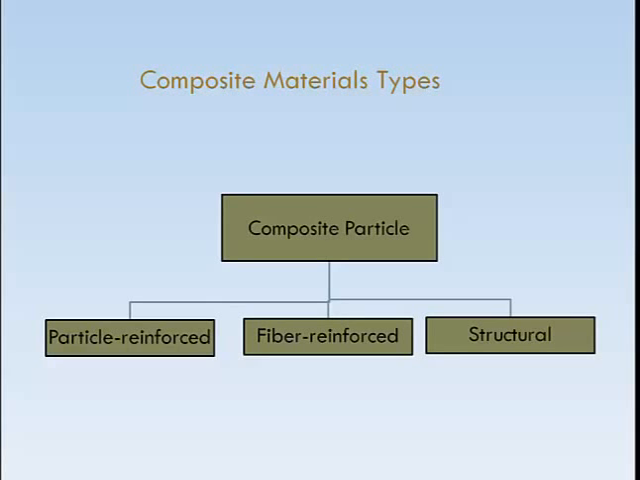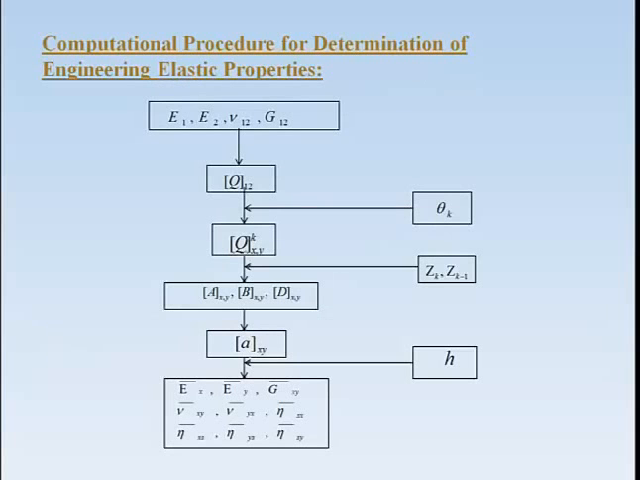Composite material types. Composites are further classified into three types: particle reinforced, fiber reinforced, and the last one is structural.